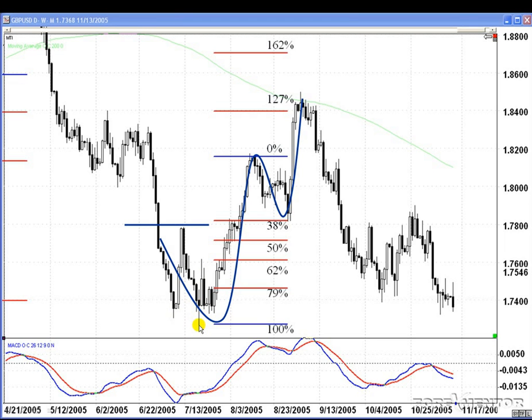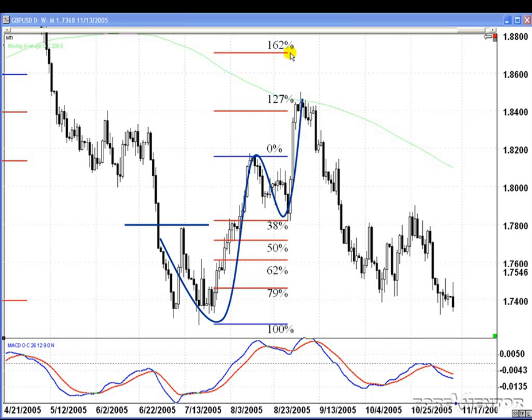screenshot. For example, if we take a move from this low to this high, price has retraced 38% in this example. The other Fibonacci levels that we'll be looking at are the 50, the 62, the 79, and of course 100% retracement. The extension levels are 127% and 162% extension levels.